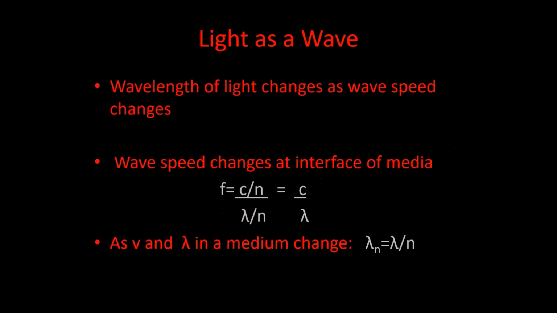Now, we've discussed this before and said that the wavelength will change as the speed of the wave changes. That means our basic guiding formula that we've seen before will be f equals c over lambda, the speed of light over the actual wavelength of the light. Of course, this already takes into account the refractive index. The c over n over lambda n over n will end up cancelling the refractive index n. That means that v and lambda in any medium will change to lambda n equals lambda over n, where this is the wavelength in a specific refractive index.